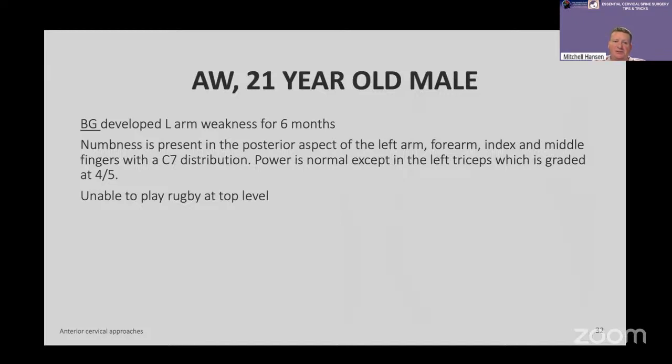Degenerative conditions are also significant, or trauma. And this patient that I had was a 21-year-old male who developed left arm weakness over the previous 6 months. He had some numbness in his arm, and there was some weakness in his left triceps, graded at 4.5. He was a professional rugby player, and he was unable to play rugby at a top level because of this weakness in the arm.